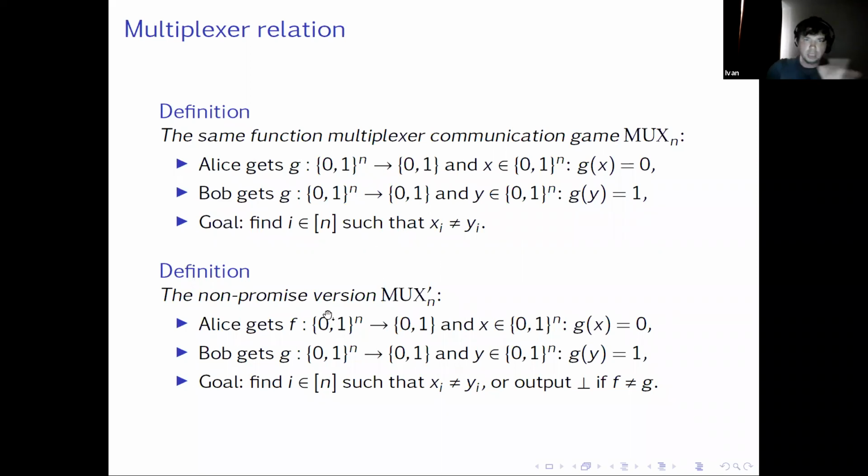To illustrate this a little clearer, we can have this non-promise version of the multiplexer where they have functions and they either need to find a bit of difference or just say that the functions are different, right? And in this case, all pairs of inputs are plausible pairs. They're all permitted, and again the two functions have the same complexity up to an additive log n factor.